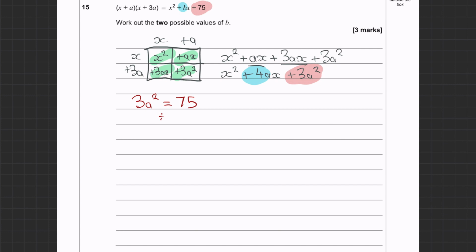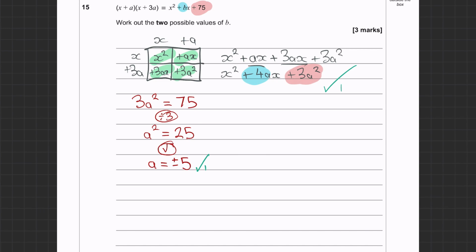Well, first step is divide both sides by 3, so we'll have a squared, which equals 75 divided by 3, which is 25. And then to find a on its own, we're going to square root both sides. So a equals plus and minus 5. Remember, we've got two possible values of b, so that should give it away that this has two terms in it. And because it's a square root, 5 times 5 is 25, but minus 5 times minus 5 is also positive 25. So be wary of that. That's actually one of your marks there.